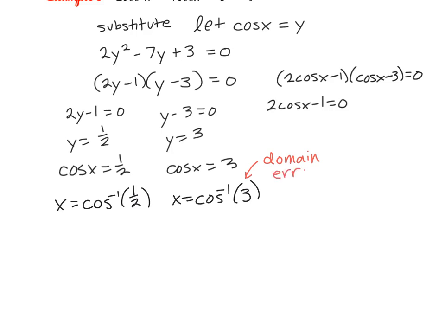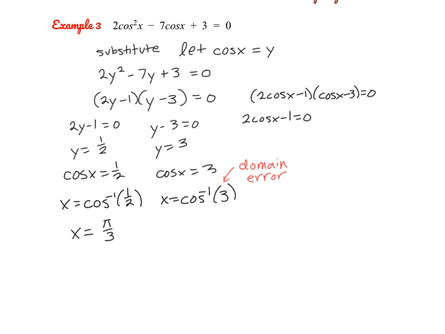Remember, the domain of arc cosine is between -1 and +1, so this is outside of the domain. This value, we can finish solving here. Hopefully we know the arc cosine of 1/2 is pi over 3, so we'll be in quadrant 1 because this value is positive. So remember, this is the only angle that arc cosine can give us.